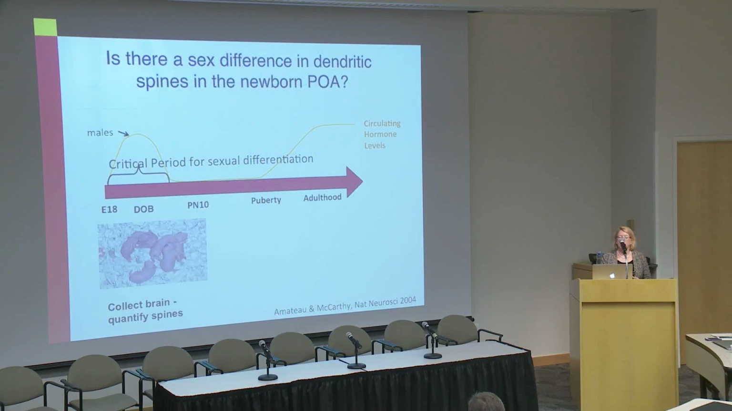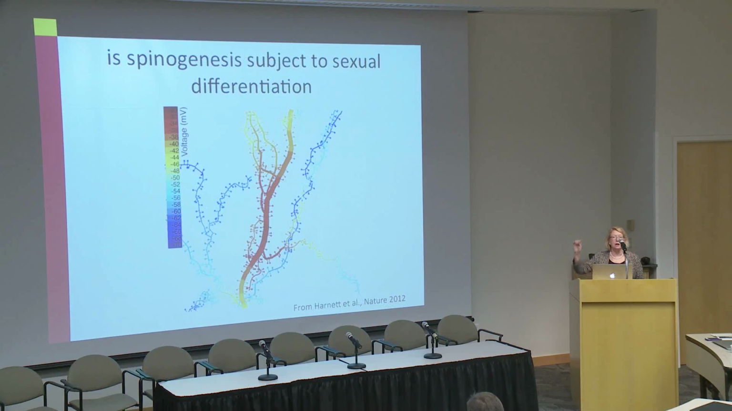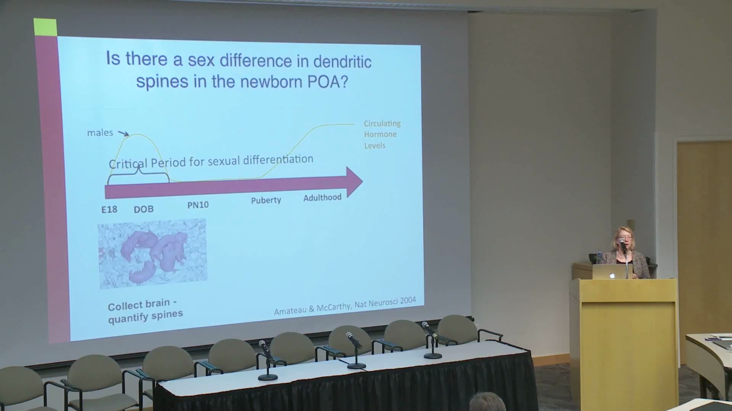And so what we asked very early on, I guess about 20 years ago, is there a sex difference in the numbers of these dendritic spines on the neurons in the male versus the female brain in the very early critical period for sex differentiation, which in the rat starts at embryonic 18 when they make testosterone and ends within a couple of days after birth, completely done by the first week of birth.